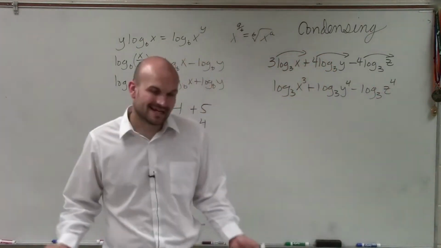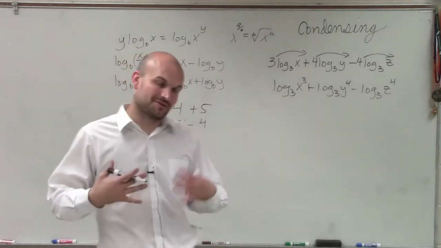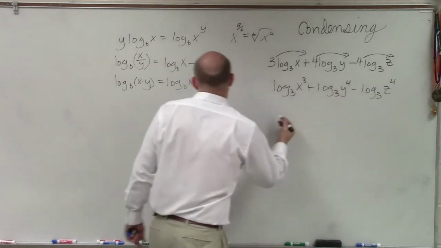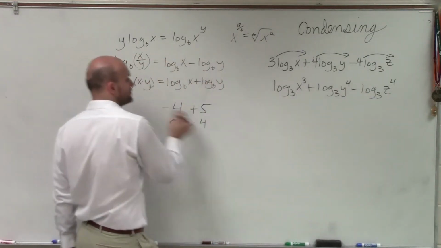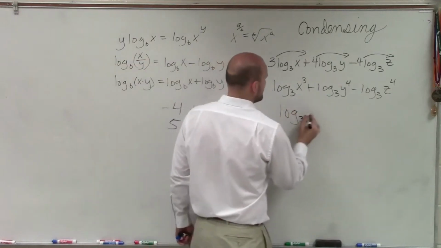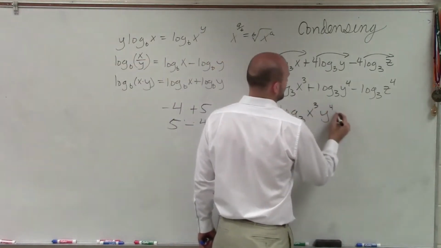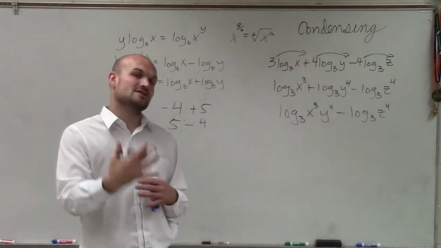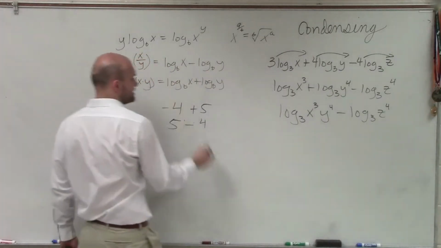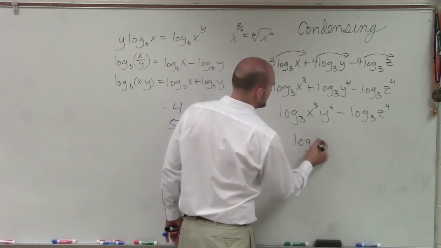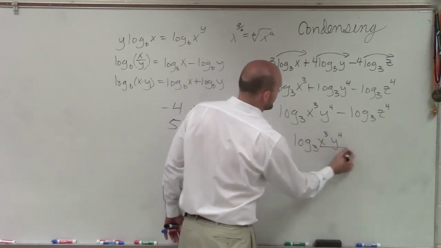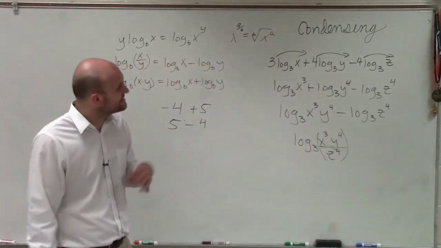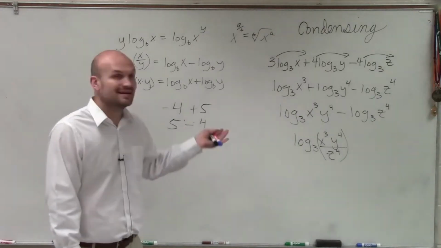All right? Now, the next thing I'm going to do is work from left to right, kind of like following the order of operations, and apply my properties. So here I have the sum of 2 logarithms with the same base, so I can rewrite that as the product in one logarithm. So that's going to be log base 3 of x cubed y to the 4th minus log base 3 of z to the 4th. Now, again, I have the subtraction, so I'm going to want to rewrite this as the quotient of one single logarithm. So I have log base 3 of x cubed y to the 4th, all divided by z to the 4th. So there you go, ladies and gentlemen. That is how you condense a logarithm with multiple terms into one single quantity.